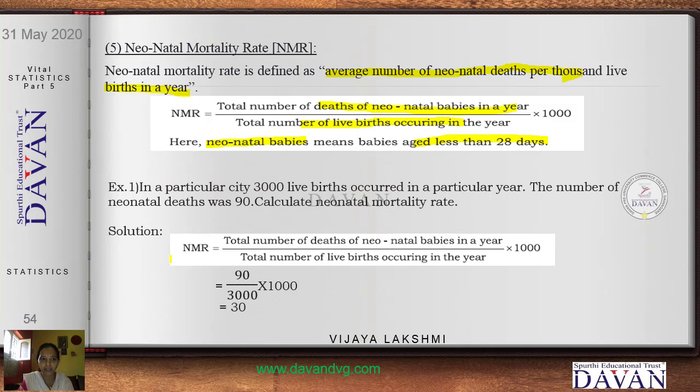Have a look into an example. In a particular city, 3000 live births occurred in a particular year. So these are the births that are happening. The number of neonatal deaths was 90. So the death of the babies who are less than 28 days is 90. Now calculate the NMR. So NMR is given with the formula of total number of deaths of neonatal babies divided by the total number of live births occurring, into 1000. Substitute the values: 90 divided by 3000 into 1000, you get the value as 30.